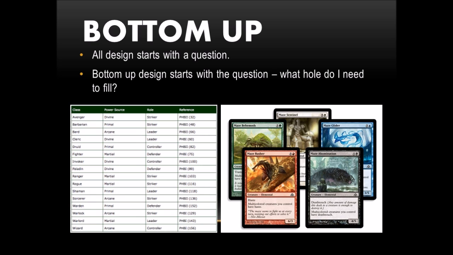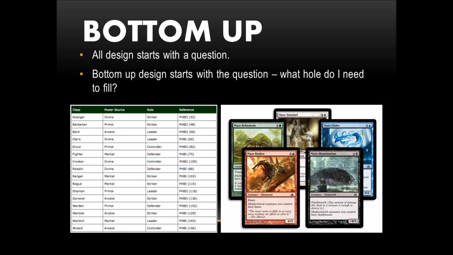The left is from D&D. So in 4th edition D&D, there were power sources: divine, primal, arcane, martial. So there are four. And there were roles: leader, striker, controller, defender. Right? Okay. Put those on a grid. And you can see that if the x-axis were to be power source and the y-axis were to be role, then what happens is you start to want to fill every one of those. So I need a striker that is divine, and a striker that is primal, and a striker that is arcane, and a striker that is martial. You start to want to grid fill.